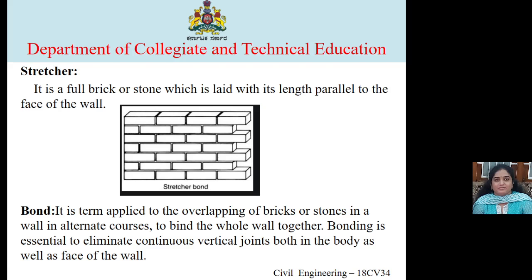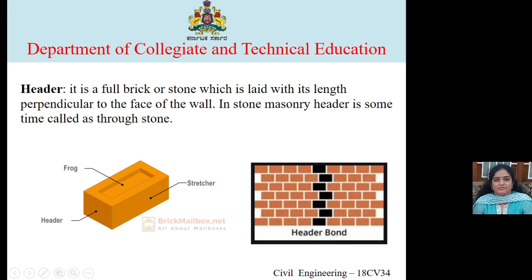Next is stretcher. It is a full brick or stone which is laid with its length parallel to the face of the wall. So you can see this: the length is parallel to the face of the wall. So here it is different. And the headers, you can see here.